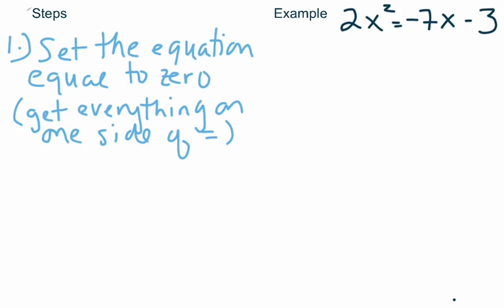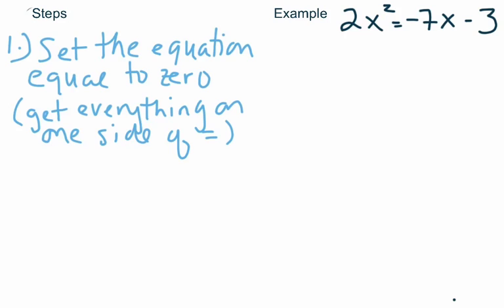Okay, get everything on one side of the equal sign, because it doesn't help you to copy down the steps, set the equation equal to 0. If you don't know what that means, you'll stare at your problem and say, what does it mean to set it equal to 0? It just means making a 0 appear somewhere. So you're going to take everything in that equation and get it on one side of the equal sign.